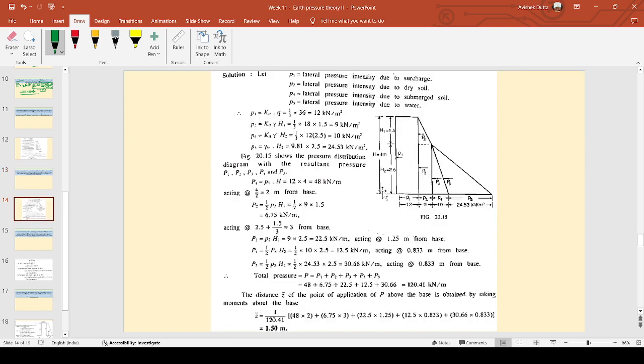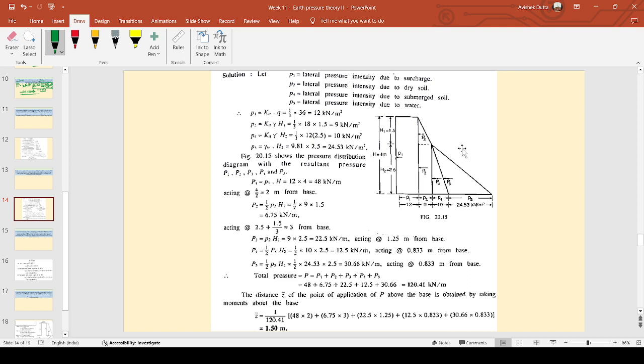Okay, so if the water table is there, you have to remember two things. There will be a pressure due to the water present, and there will be a pressure due to the submerged soil, and above that, the pressure due to the dry soil will be acting as a surcharge for the submerged soil. So here you can see P1 is a surcharge. P2, the small triangle over here, is the intensity of pressure of the dry soil, which is acting as a surcharge on the submerged soil, that is P3. For the submerged soil, the intensity of pressure is P4, and the intensity of pressure due to water is P5. Okay, so we find all the pressure intensities. P1 as Ka into Q, 12 kilonewton per meter square, is the surcharge pressure.